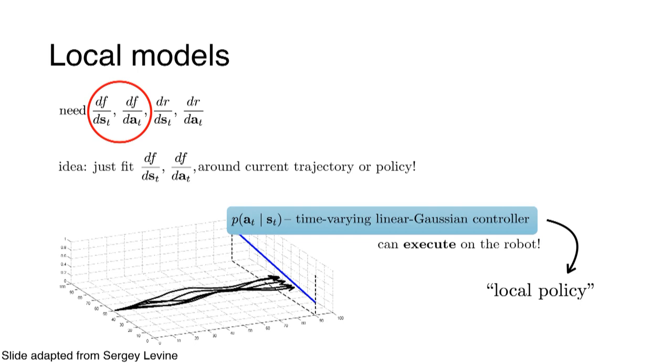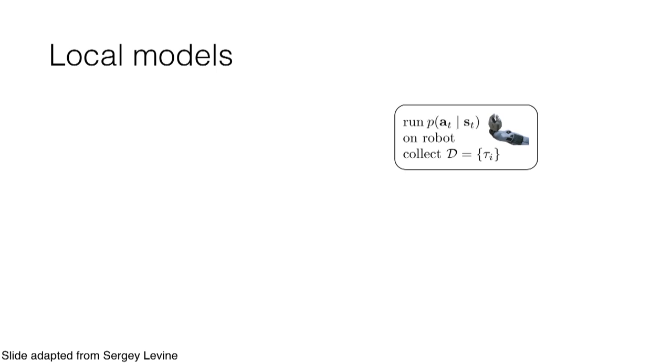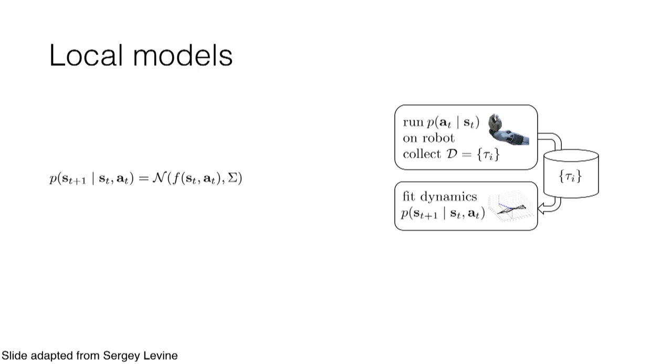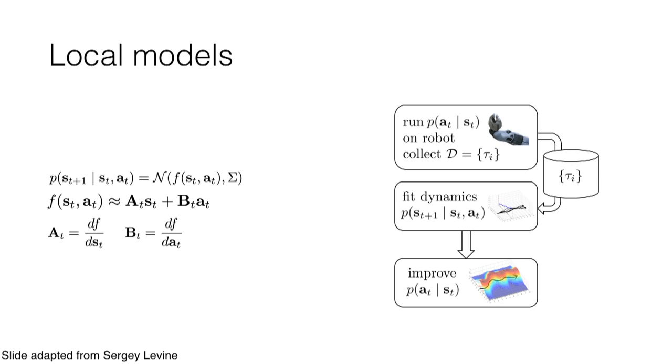Okay, so kind of what this procedure looks like is we can run this local policy on our agent to collect a data set of trajectories, and fit a dynamics model around those trajectories. The dynamics model, for example, could be some Gaussian, where the mean is a function of your current state and action. Locally, it could be something quite simple. If you're only fitting a local model that only needs to be accurate in some small region, it can be something simple like a time-varying linear model, a linear model that is linear in the state and in the action. And then the derivatives of your model are just A and B in this setting. Once you have these derivatives, you can then improve your policy using that local model and repeat.